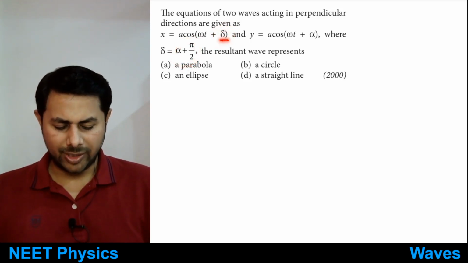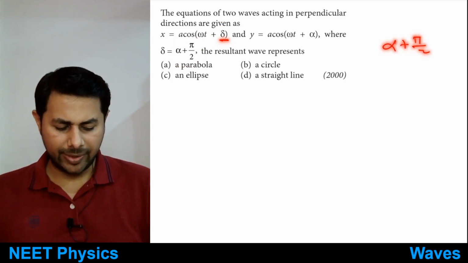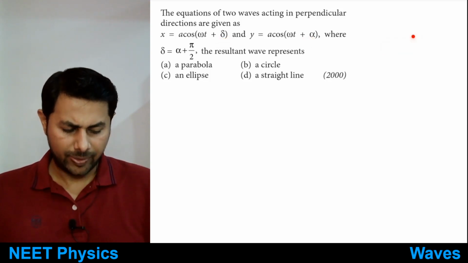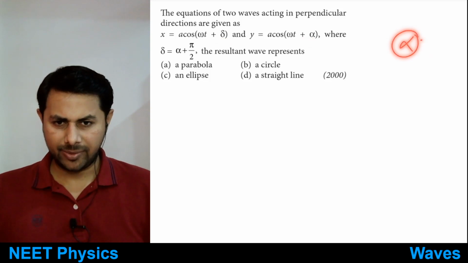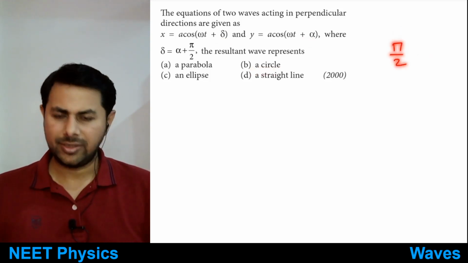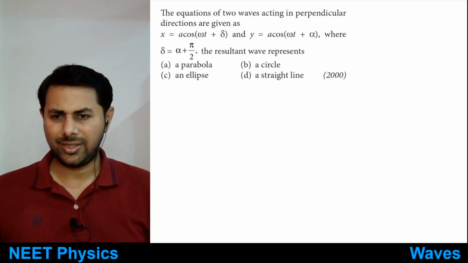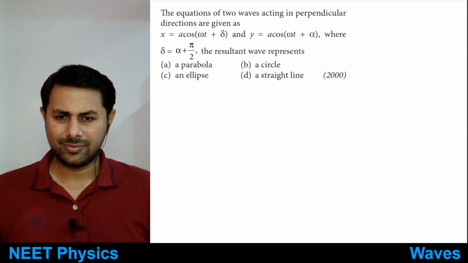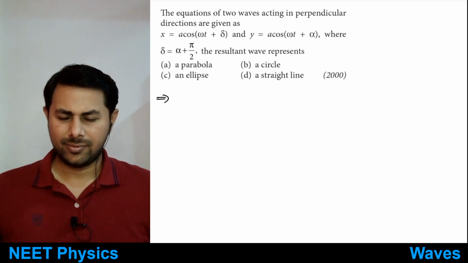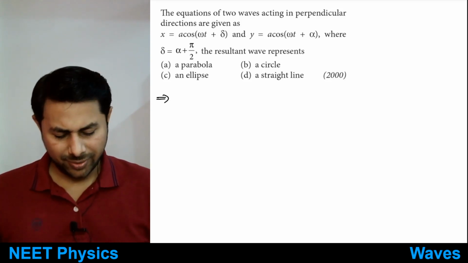So the phase of this one is omega t plus alpha plus pi by 2, and the phase of this one is omega t plus alpha. How much is the phase difference? Yes, it's a circle. Very good. It's a circle, it's very simple. We had seen the same question in oscillations. This is clear? Yes, no.